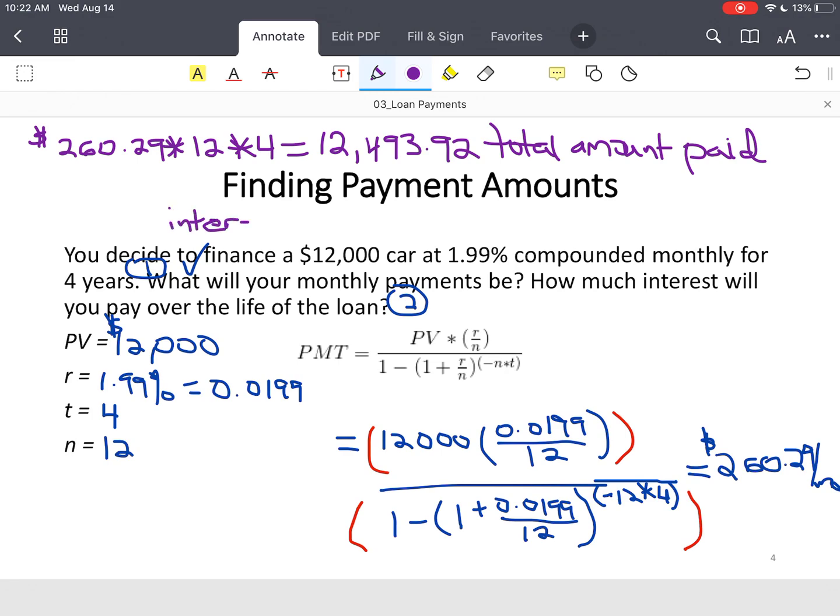All right, so for the interest, you take the total amount paid and you simply subtract: $12,493.92 minus $12,000, which was the amount that we borrowed.